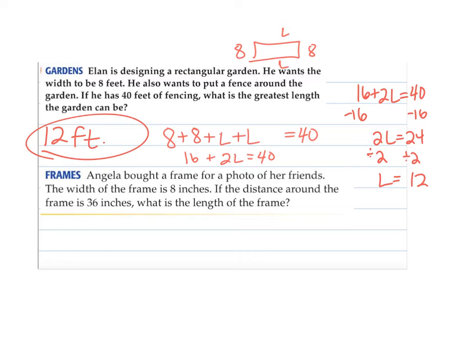Next one. Angela bought a frame for a photo of her friends. The width of the frame is 8 inches. If the distance around the frame is 36 inches, what is the length of the frame?